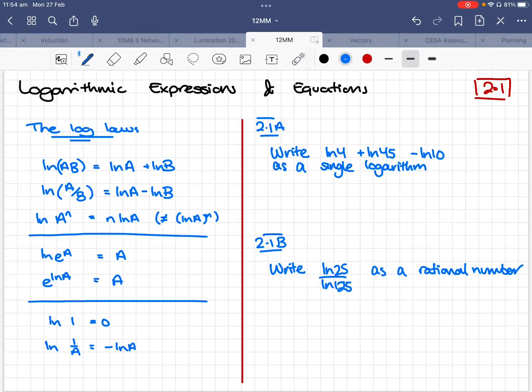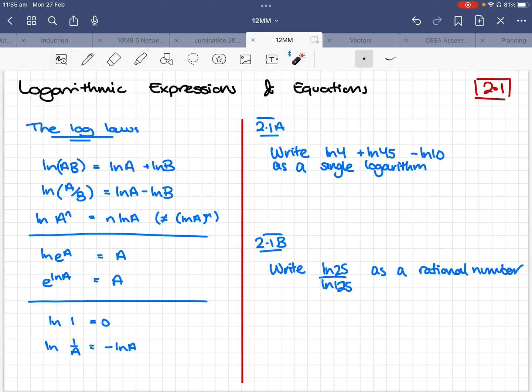Welcome back to Logarithmic Expressions and Equations. In this first video in this series, we're going to review some of the log laws and use the log laws to both simplify expressions that have logarithms and also solve equations that include a logarithm as well.